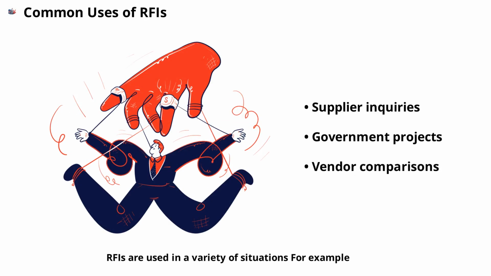RFIs are used in a variety of situations. For example, a company might send an RFI to a supplier to learn more about available products. Or a government agency might request information from contractors about their capabilities. RFIs are also common in large projects where multiple vendors are being considered. In each case, the goal is to gather enough information to make an informed decision.